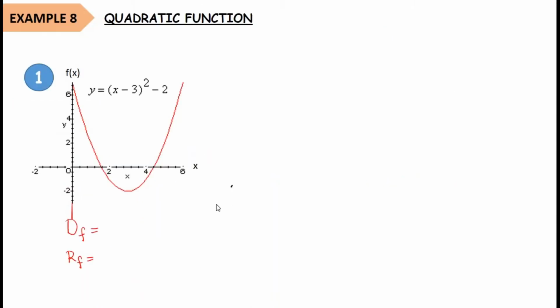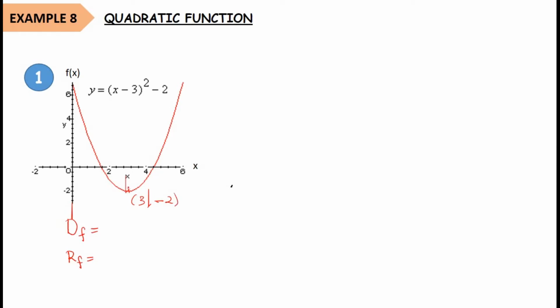Next, we have a quadratic function graph. So let's look at this graph. This is the function: y is equal to (x minus 3) squared minus 2. From this function, we notice that the minimum point of this graph is at (3, negative 2).